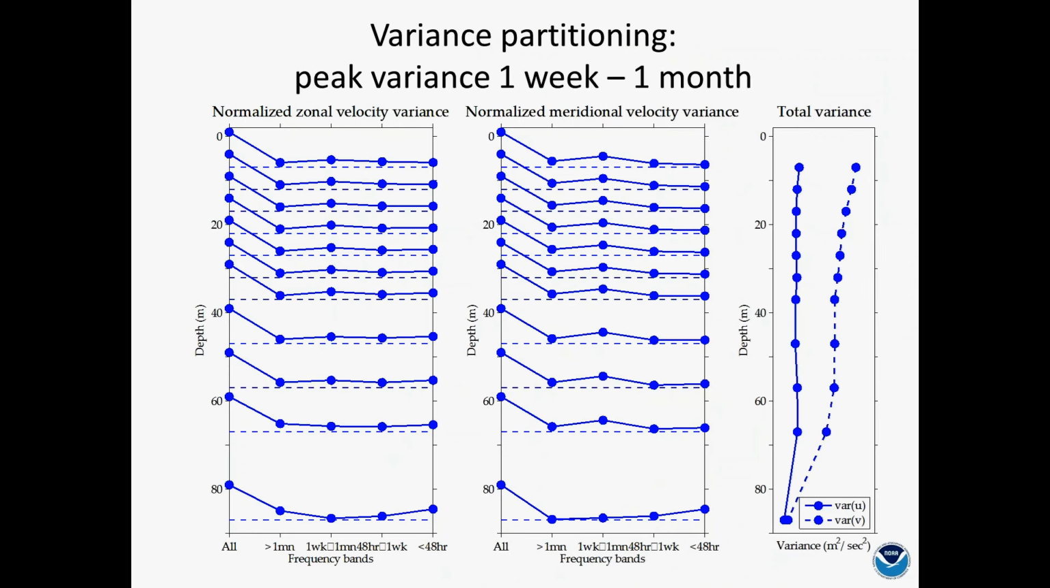This figure pretty much tells you the same thing. I tried to partition into timescales greater than 1 month, 1 week to 1 month, and so on and so forth. You see that in the meridional velocity component, relative to the total variance, you have large variance all the way down to 67 meters in that 1 week to 1 month band. And again, the dashed line is the variance of the meridional velocity at all depths for the total variance. It's just really winning out over the zonal velocity variance.